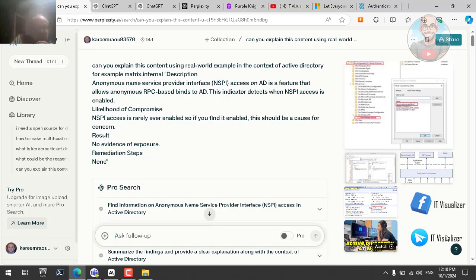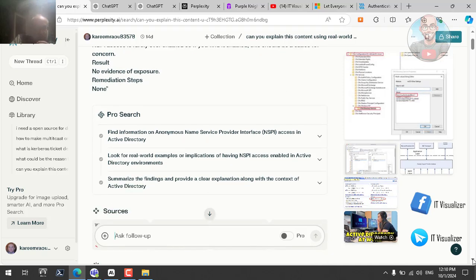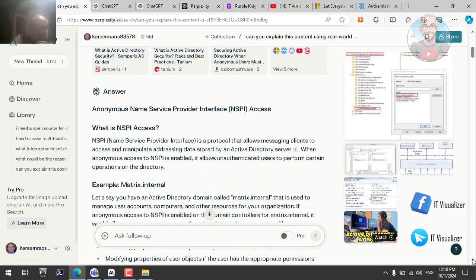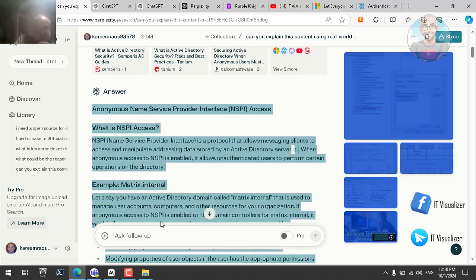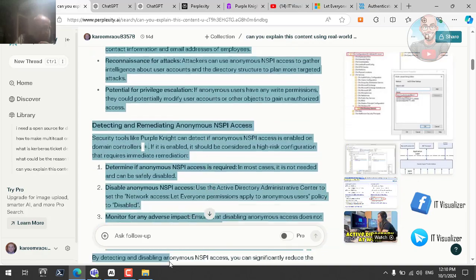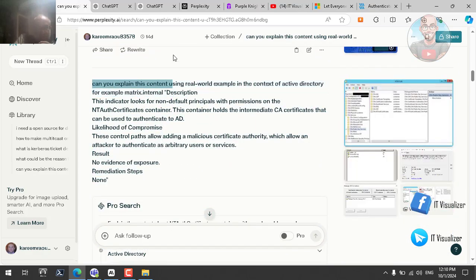What is NSPI? So let's read it out loud and see what NSPI access is exactly. If you go there and read it out loud, if you can go further.